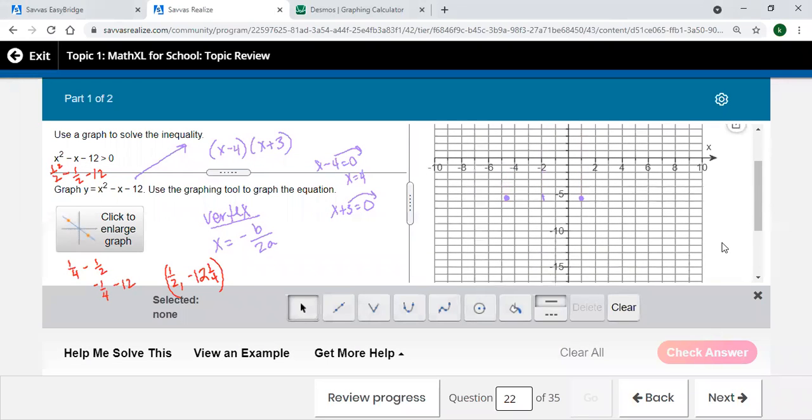Scroll down here, because we have to get to 1/2. That would be like right in between 0 and 1, and negative 12. We need the parabola. It's like it's snapping right to whole numbers. How do I fix that? Graph the equals.